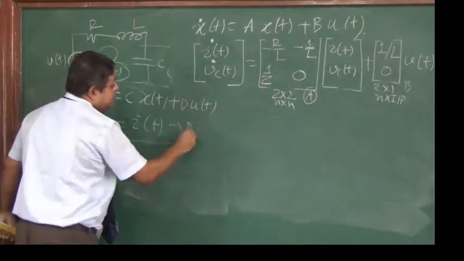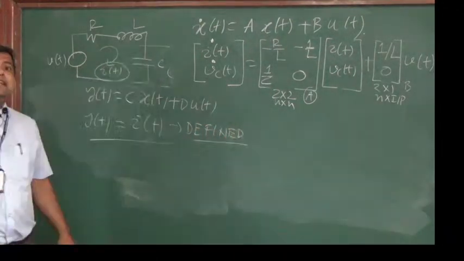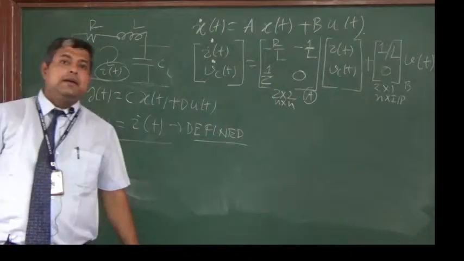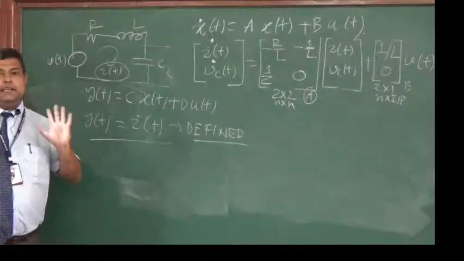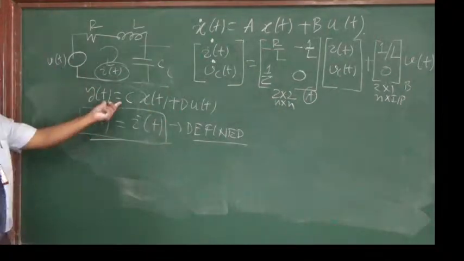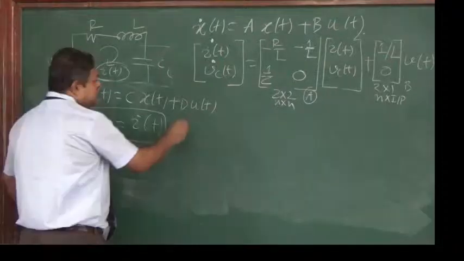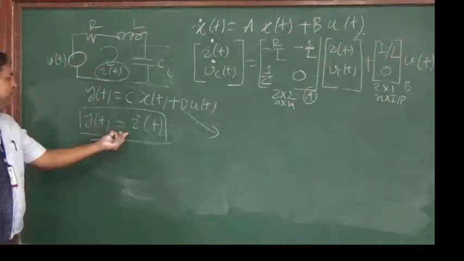This is defined. I am defining it. The designer is defining it, that I want the output to be the circuit current. Can I write this equation in this form? Y(t) is equal to C x(t) plus D u(t). So this equation I am writing, and I have to replicate this because this is the given condition.